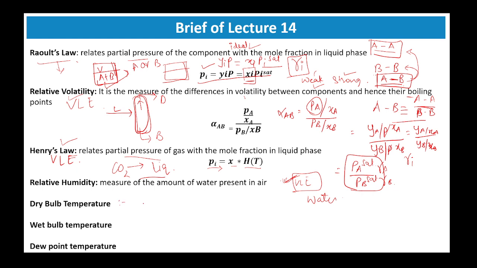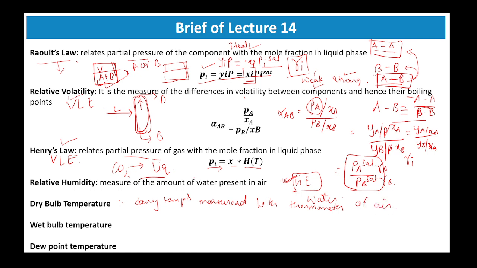So dry bulb temperature is nothing but the temperature prevalent in air, like at a normal stage if you measure the temperature of air with any thermometer. Now it will have some amount of water.